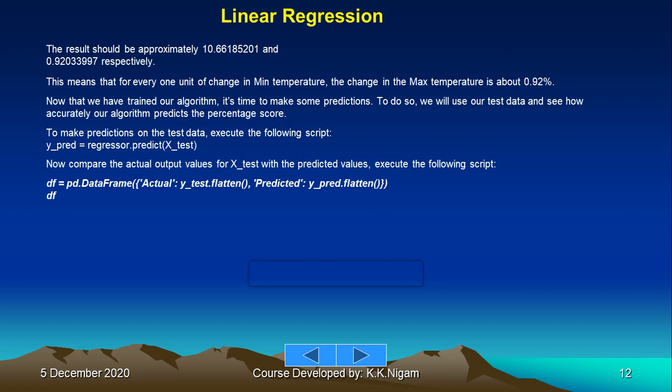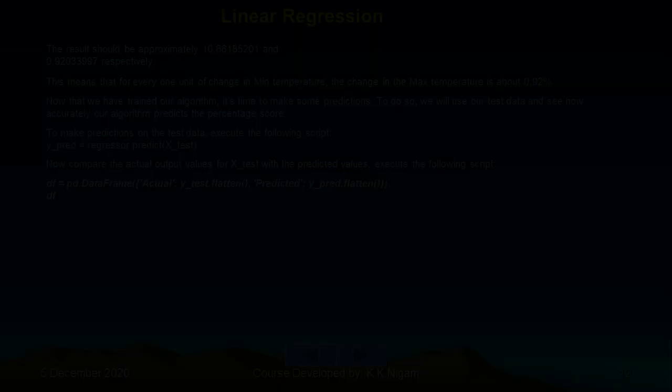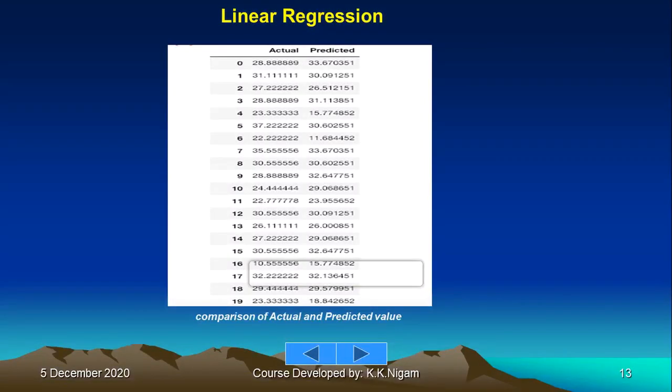Now compare the actual output values for X_test with the predicted values. So now we are going to make a comparison between the two, and for that we execute this script: df = pd.DataFrame({'Actual': y_test.flatten(), 'Predicted': y_pred.flatten()}), and when you write df, you will get this kind of output, that is actual versus predicted.